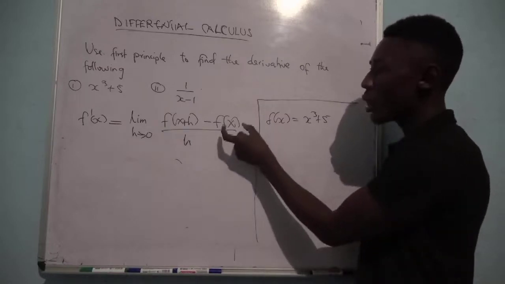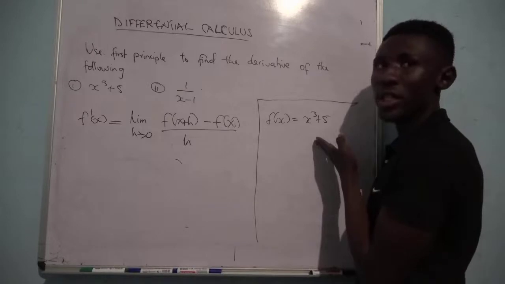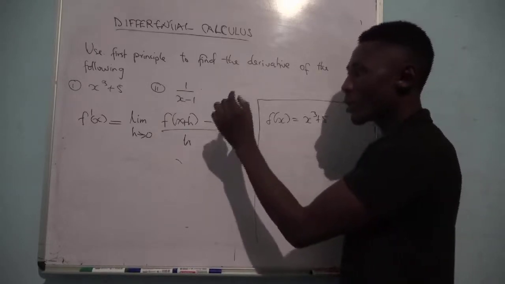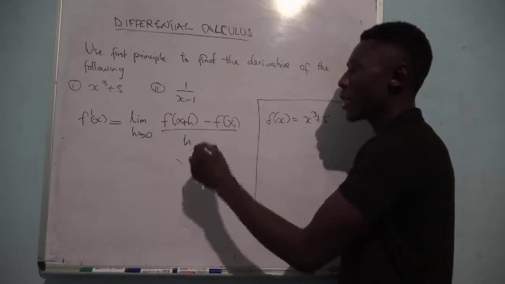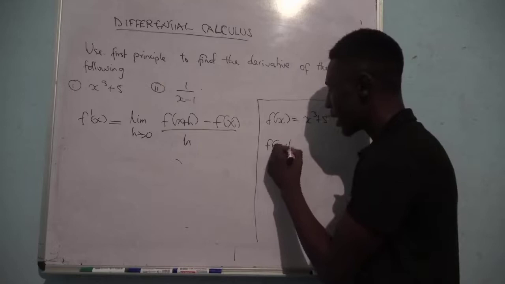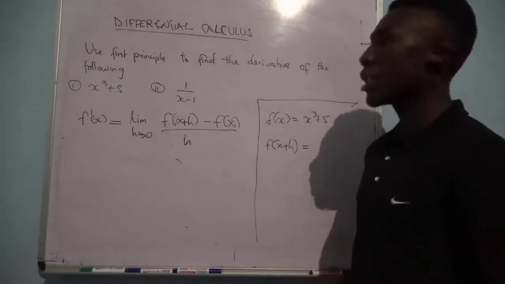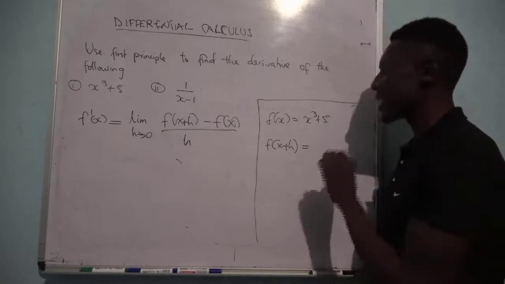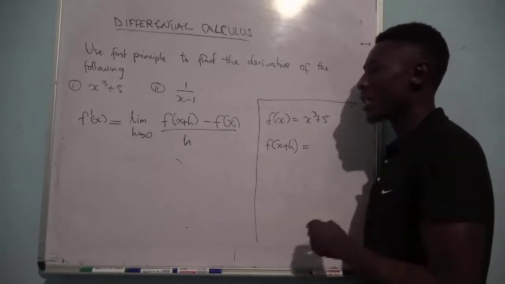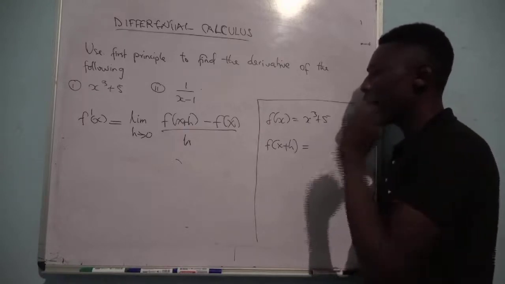When it comes to f of x, there's no problem in terms of substitution. We just take the function the way it is and put it where we have f of x. Now the tricky part is where we have f of x plus h. When you have f of x plus h, from the function that you are given, look at where x is, and wherever there is x, you are supposed to add h, and the degree or the power of that same term has to be maintained.